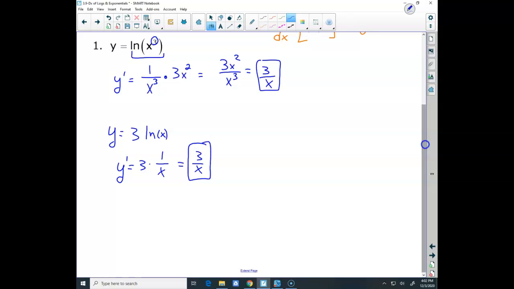To be honest with you, a lot of times I don't do that. I just come right up to here in the top one, and I say my derivative of my log is 1 over whatever my argument is times the derivative of my argument, and I squish them together, and then I simplify them for my answer, okay?